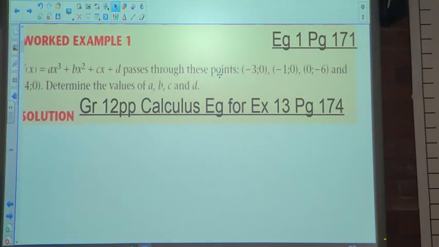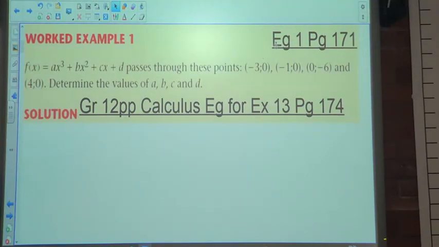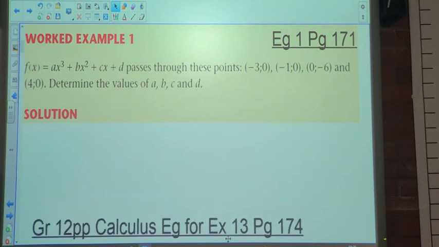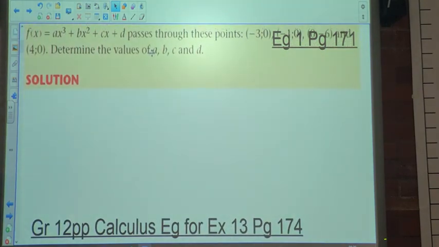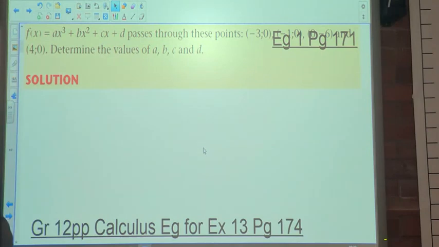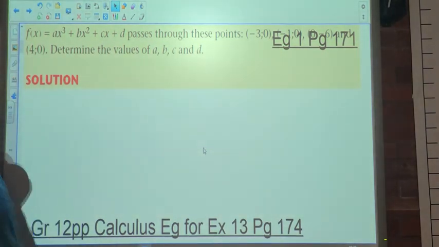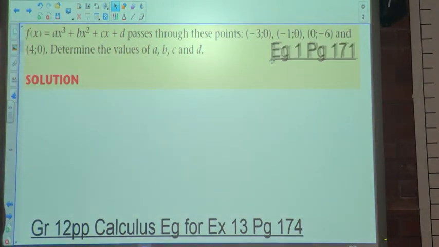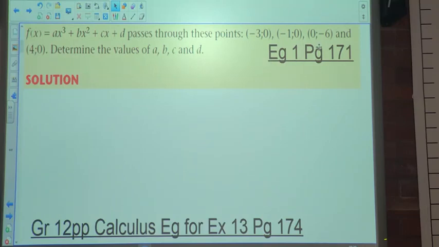People, we're looking at example 1. Example 1 is on page 171. The question says, f of x is equal to ax cubed plus bx squared plus cx plus d. People, this is the standard form of the cubic function. It passes through the points negative 3 and 0, negative 1 and 0, 0 and negative 6, and 4 and 0. Determine the values of A, B, C and D.